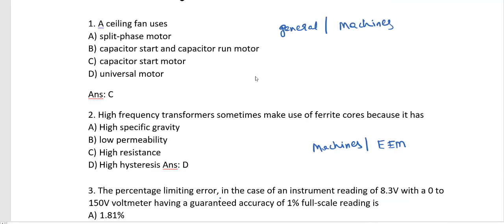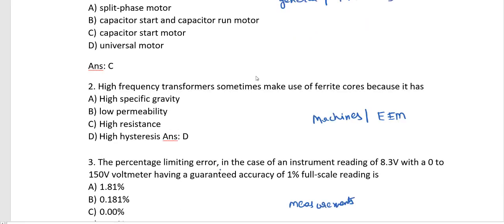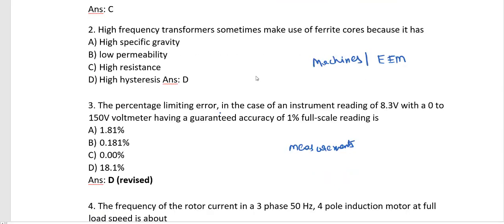Next question, a high frequency transformer sometimes makes use of ferrite cores because it has, option is high hysteresis, is the correct answer. So this belongs to machines or electrical engineering materials because it talks about the material used in a high frequency transformer core. Third question, they mentioned error, so this belongs to measurements only.